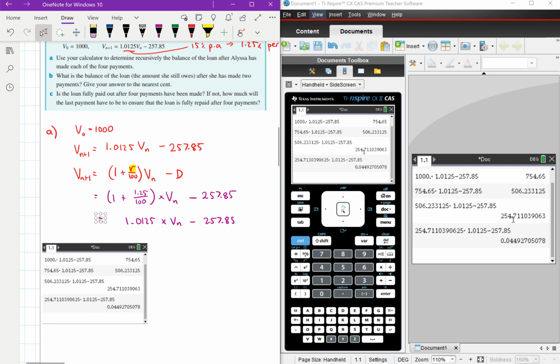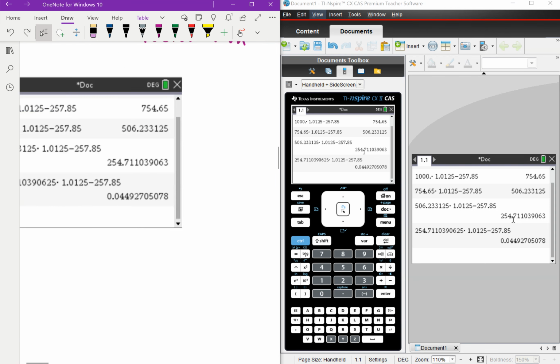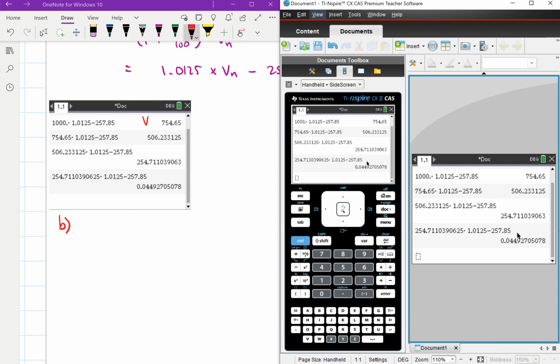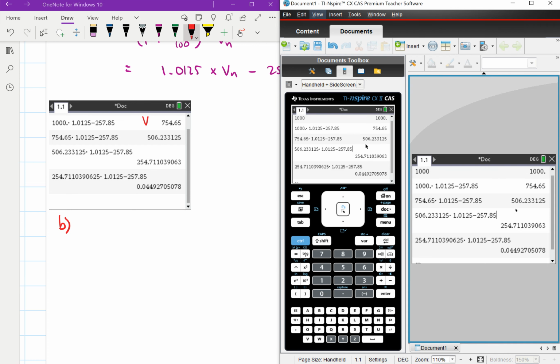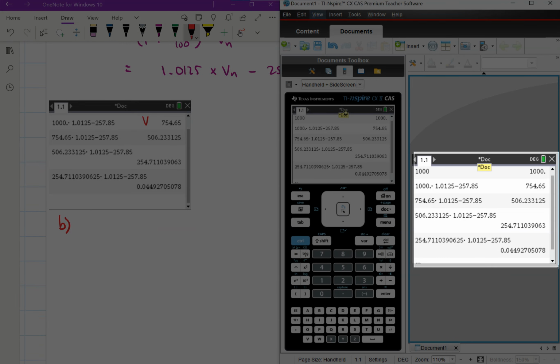And then part B. Part B is asking what is the balance of the loan, the amount she still owes, after she has made 2 payments. Give your answer correct to the nearest cent. That would be better if I had screenshotted it properly, so I'm going to screenshot it again. Here we go.